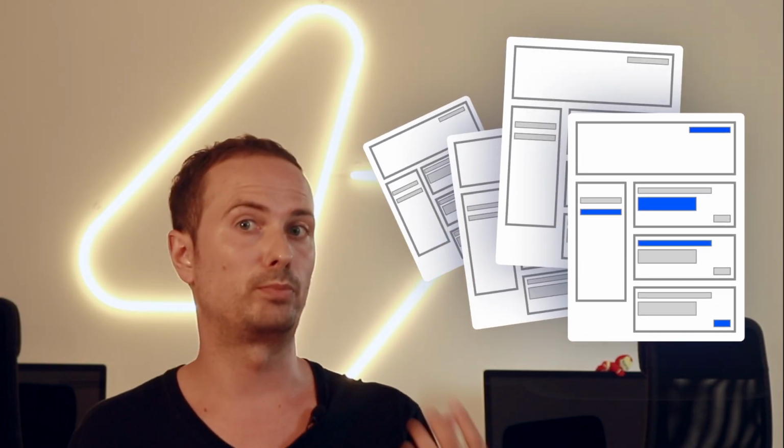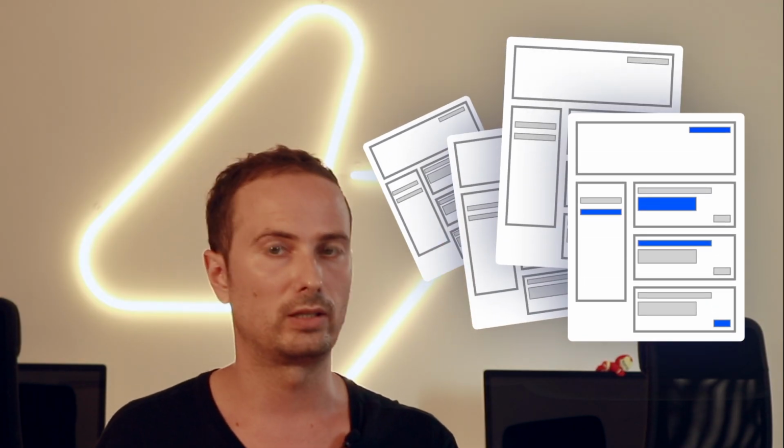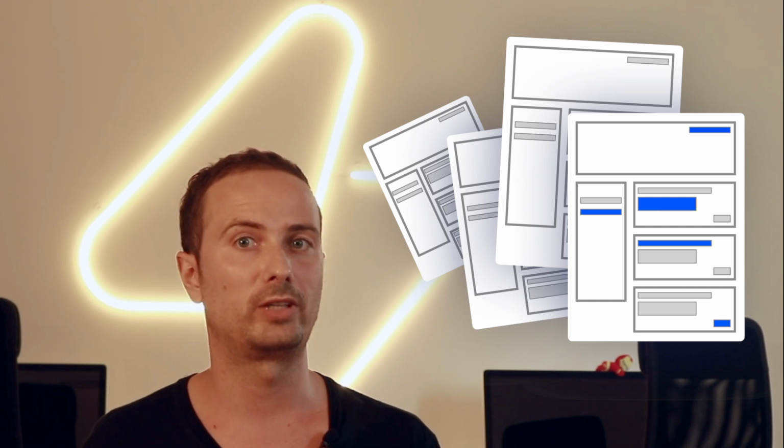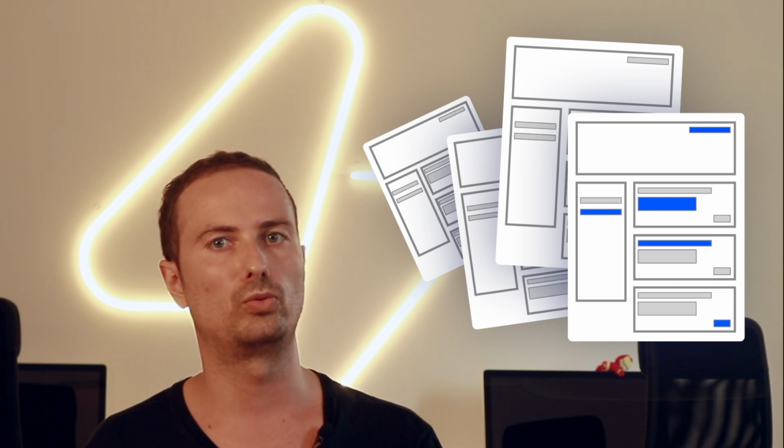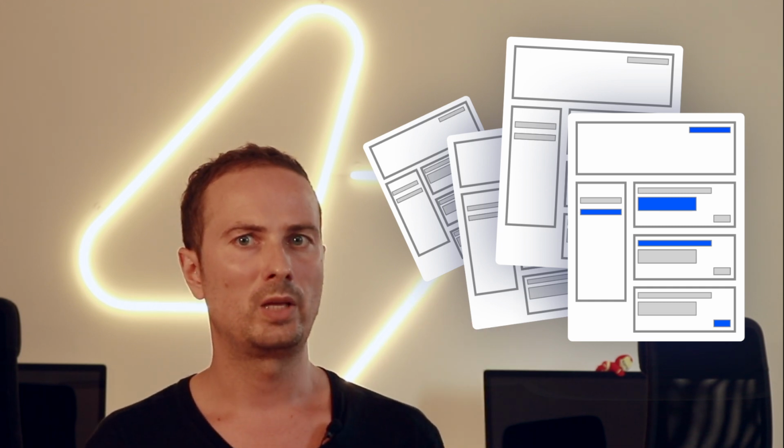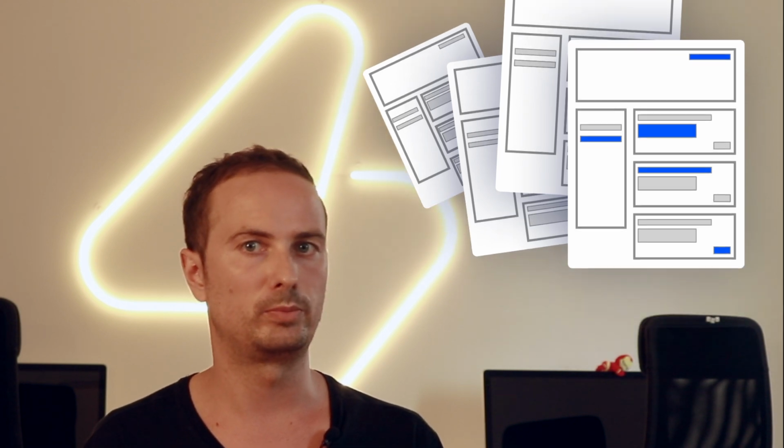Okay, so a quick definition. A wireframe is basically a blueprint of your interface. And what this means is that it's a very low fidelity representation of what's going to be on the screens. Because it's a blueprint and very non-detailed, it's often also called information architecture, because it tells you where the information is going to be, but it doesn't really tell you how it's going to be presented.